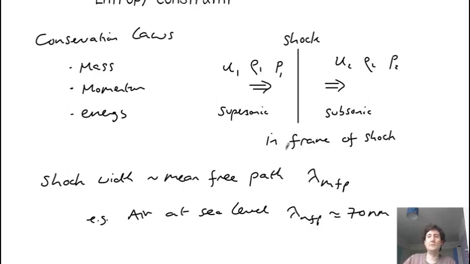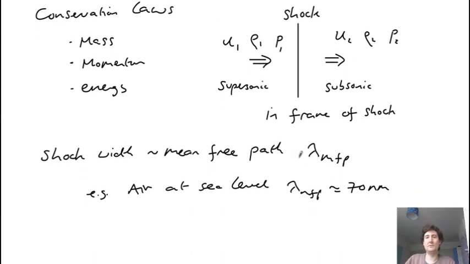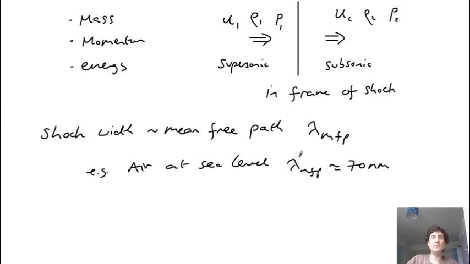So the kind of shocks that occur over aircraft, for example, in air, are of this kind of order, sort of hundreds of nanometers, and so you end up with this really very thin layer where essentially the fluid changes very suddenly, and so for a very good approximation it can be treated as discontinuous, so a sudden jump.